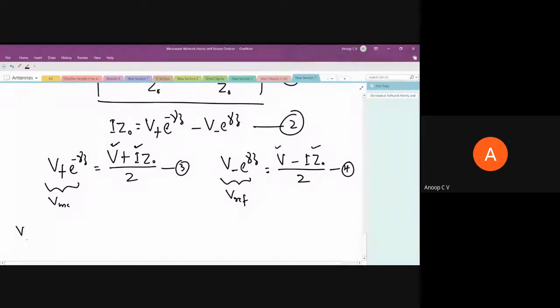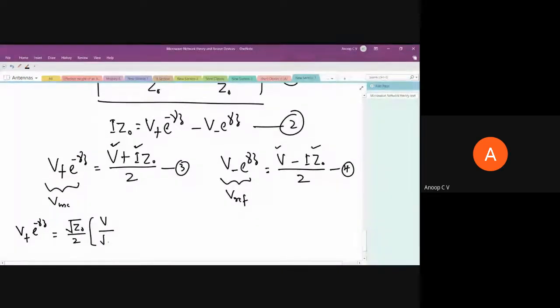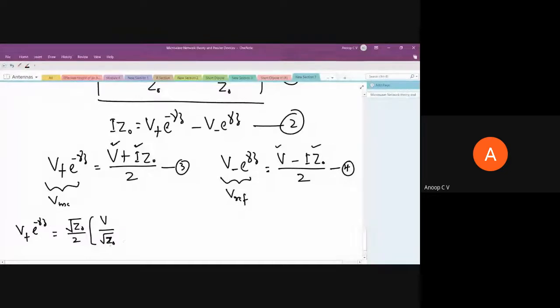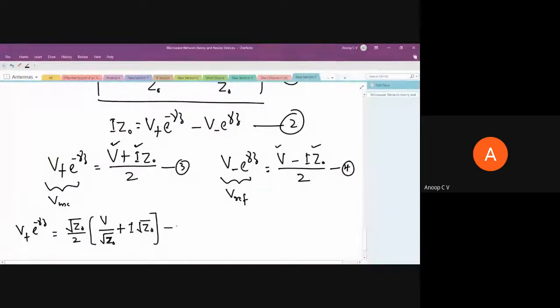So this V plus e power minus gamma z, I can write it as, I'm going to take root z naught by 2 common. There is a reason why we are doing this, I'll come to it later. But now please note, it's a slight rearrangement, that's it. If I take root of z naught out, here I will get V by root z naught, where z naught is the characteristic impedance, plus I times root z naught. So I'm calling it equation number 5.